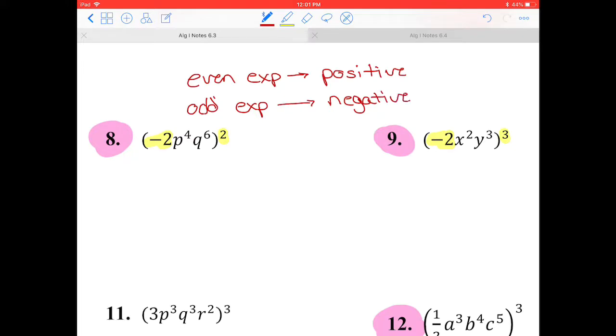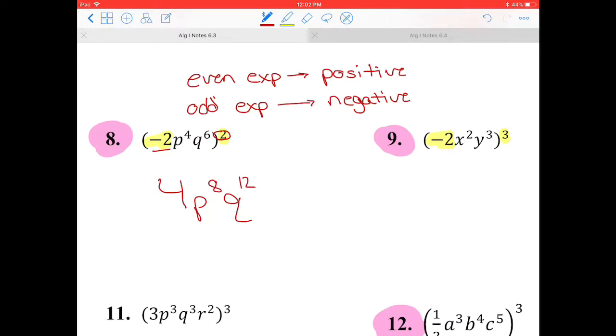And I will explain. In number 8, what we're doing is negative 2 squared. So that's negative 2 times negative 2. And a negative times a negative makes a positive 4. So that's why if your exponent's even, the answer is positive. Okay? So for number 8, our answer is going to be 4 p to the 8th and q to the 12th.